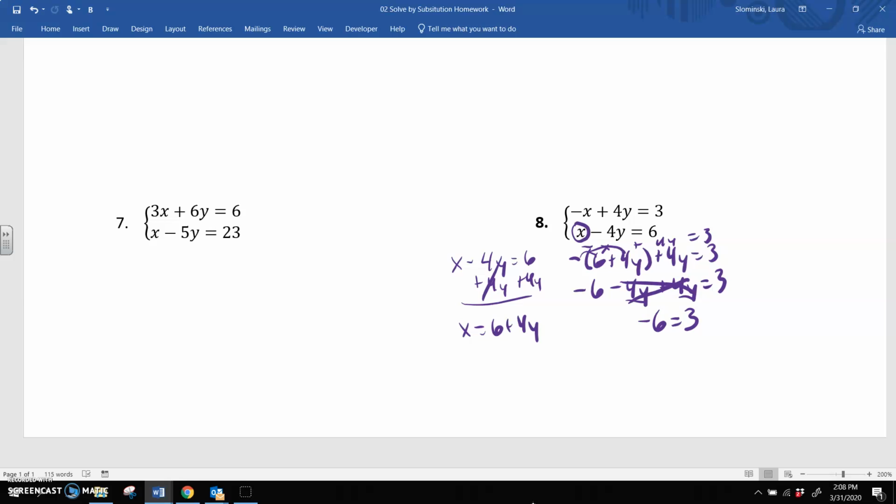So when your variables cancel out and you get two numbers like this that are not equal to each other, that is when your answer is no solution, because it is never true. And that is the answer.